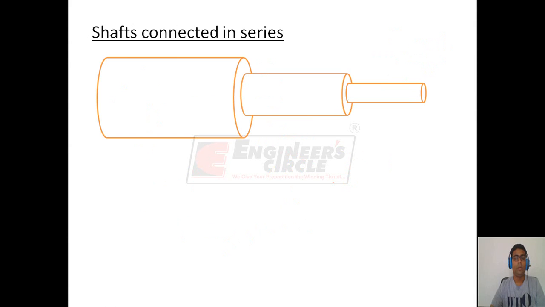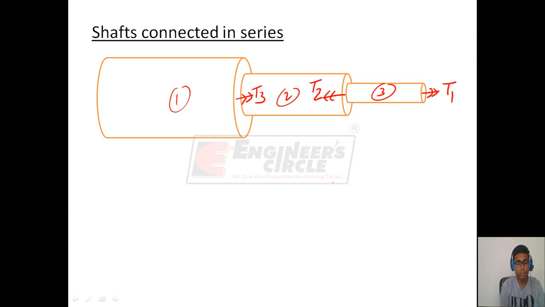Now consider shafts connected in series. Shafts are said to be connected in series when they have connections like this: shaft 1, shaft 2, shaft 3. We subject it to external twisting moments like this. This is some T1, and here at this end it is subjected to some external torque T2. Here it is subjected to some external torque T3, and here it is subjected to some external torque T4, and here it is subjected to some external torque T5.